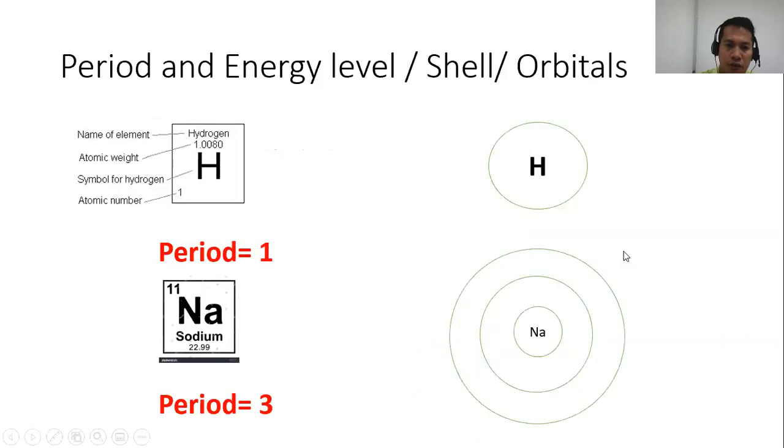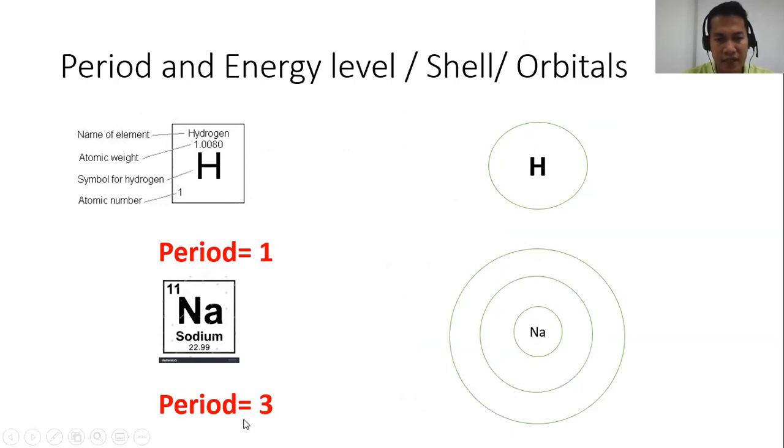So going back again, let's take a look at hydrogen, since we are talking about period. Period 1 is where hydrogen is located. So we are expecting only one energy level. It's going to look like this. Period 1, only one energy level. Got it? Now let's go to sodium.